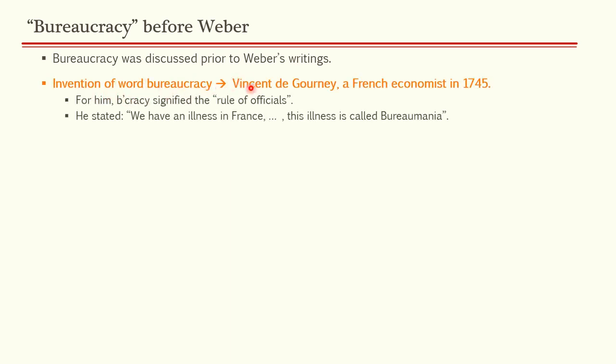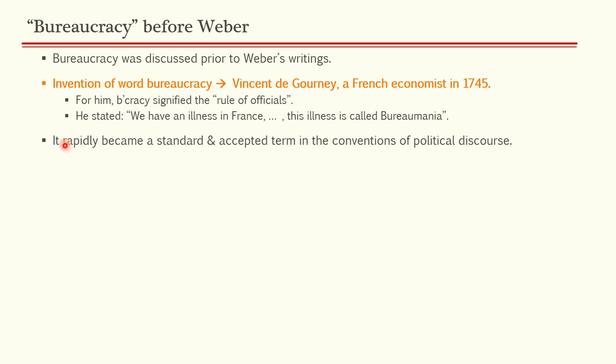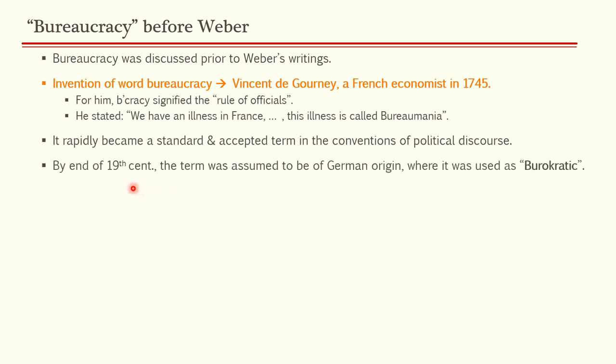The invention of the word bureaucracy goes to Vincent de Gournay. He was a French economist and he gave this word in 1745. For him, bureaucracy signified the rule of officials. So whenever the officials ruled, this is nothing but bureaucracy. He stated, we have an illness in France and this illness is called bureaumania. He came up with this word. It rapidly became a standard and accepted term in the conventions of political discourse. So it caught on.